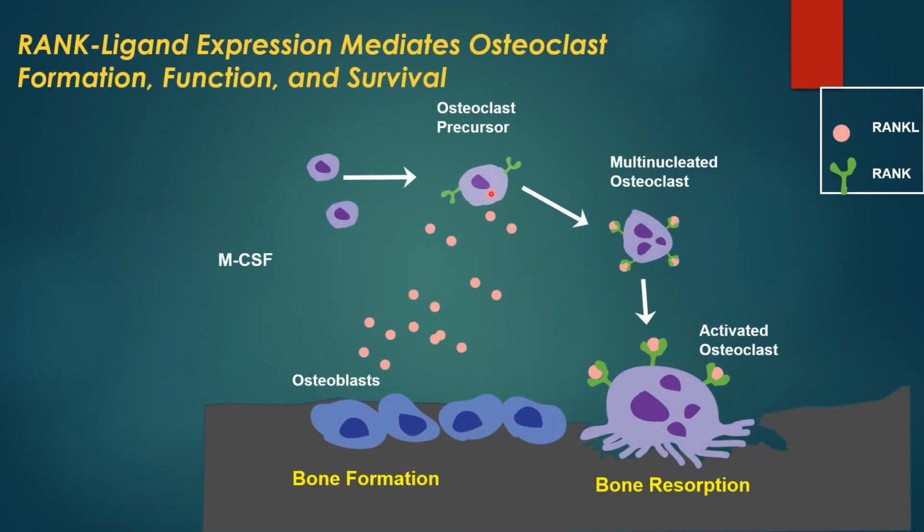This slide shows the interaction between RANK and RANKL. When RANK is bound to RANKL, the activation of osteoclasts occurs, leading to bone resorption.